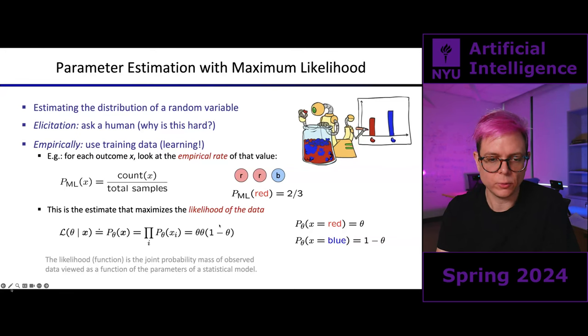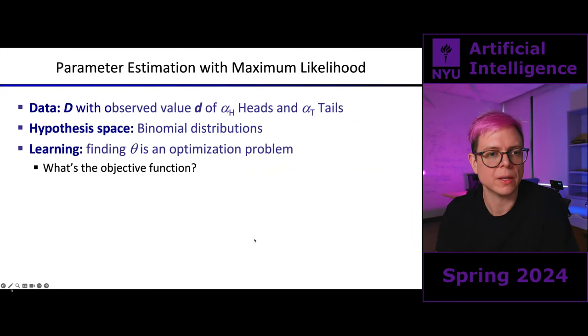Now we would like to figure out how to make this probability maximum, right? How to make this data the most likely data that we can get based on this parameter. So we would like to maximize this function as a function of theta, such that the data we observe is most likely coming from this specific probability distribution. So let's do this together.